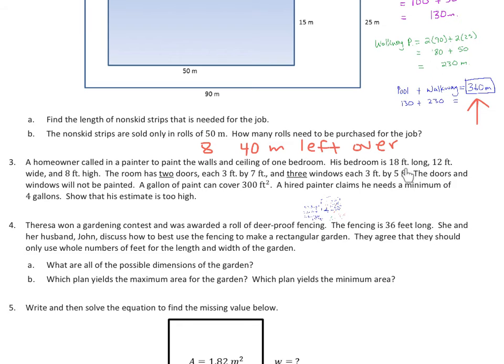We know the walls are 18 feet, and then there's 2 walls that are going to be 18 feet, 2 that are going to be 12 feet, and they're all going to be 8 feet high, and then you're going to have your ceiling, which is 18 by 12, but you're going to subtract the 2 doors and the 3 windows.